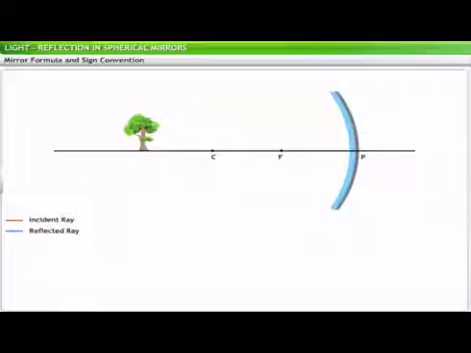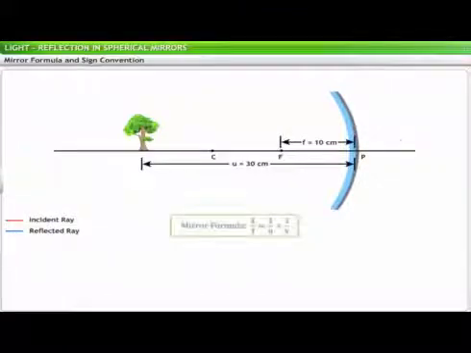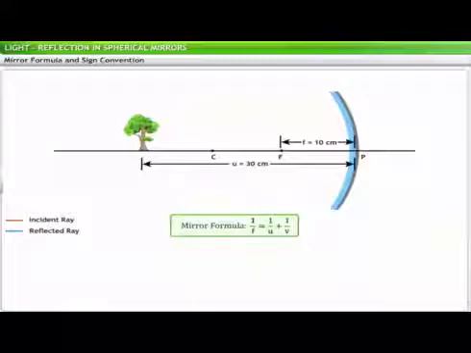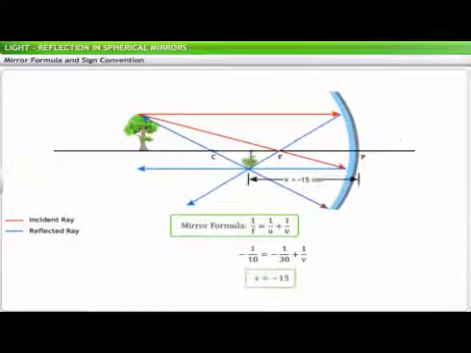Try to apply the mirror formula in this problem. According to the problem, u is equal to 30, f is equal to 10. According to the mirror formula, 1/f = 1/u + 1/v. Substituting the values for f and u in the formula, you get v is equal to minus 15.